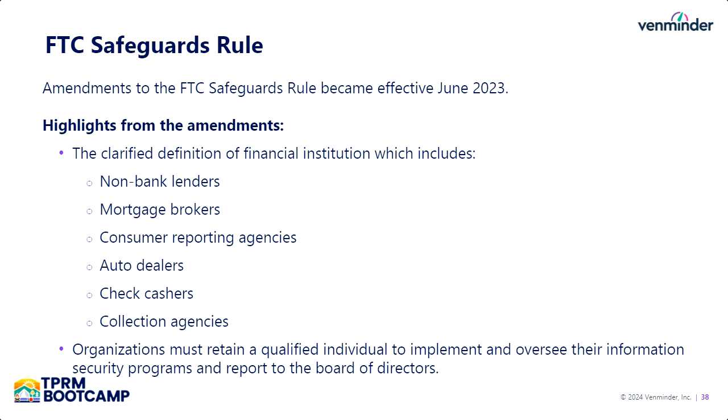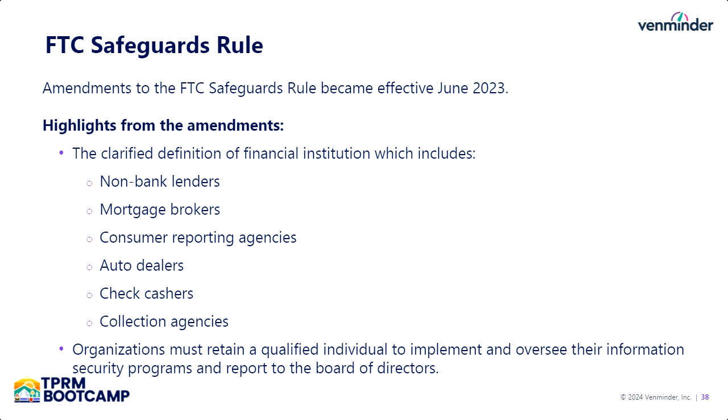The FTC Safeguards Rule is one that was amended in 2023. One of the highlights from that amendment is the clarified definition of a financial institution, which now includes entities like non-bank lenders, mortgage brokers, and auto dealers. This rule is concerned with protecting customer information, and one of the requirements is that covered entities need to retain a qualified individual to implement an information security program. This individual can be internal or external to your organization, but they need to have the skills and experience to oversee the program. And if you do choose an external individual, remember that your organization is still held accountable for those information security risks.